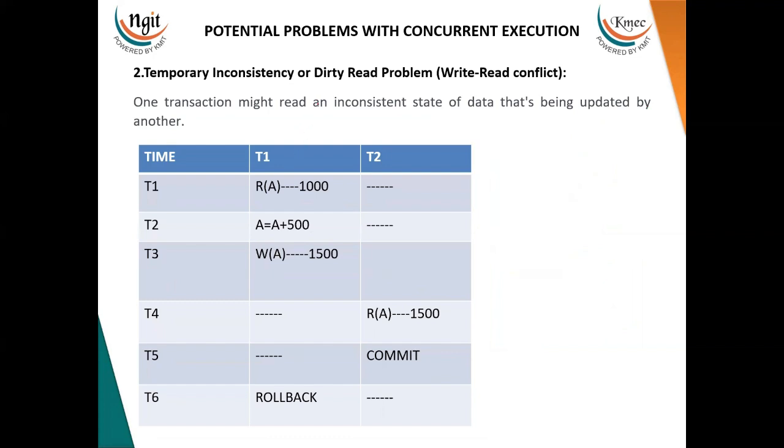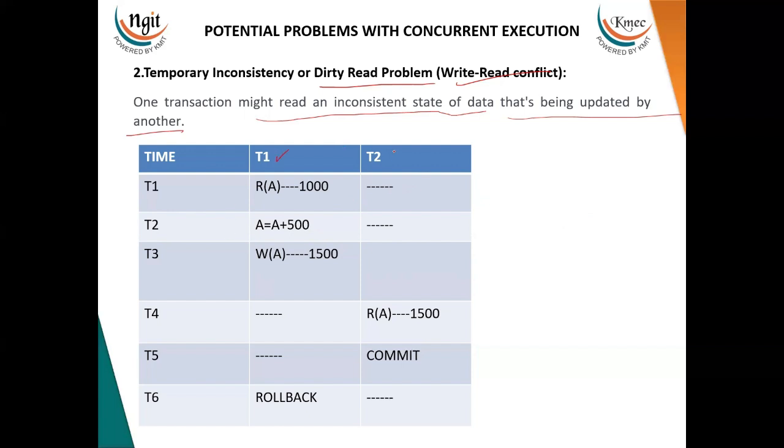Next is temporary inconsistency, which is also known as the dirty read problem. In other words, you can call it WR conflict, which is write-read conflict. So what is write-read conflict? One transaction might read an inconsistent state of data that's being updated by another. Let us see an example and understand what the dirty read problem is.